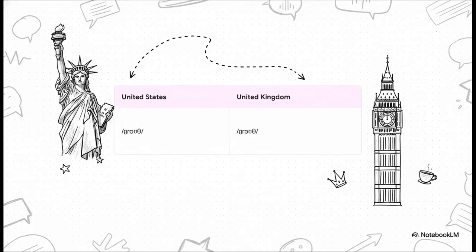And get this, the system isn't sloppy, it's actually super precise. Even in this stripped-down version of English, it pays attention to the details. So in the US, you'll hear that strong O sound, growth. But in the UK, it's a little softer, growth. It's a small thing, but it shows this is about real-world clarity, not just cutting corners.